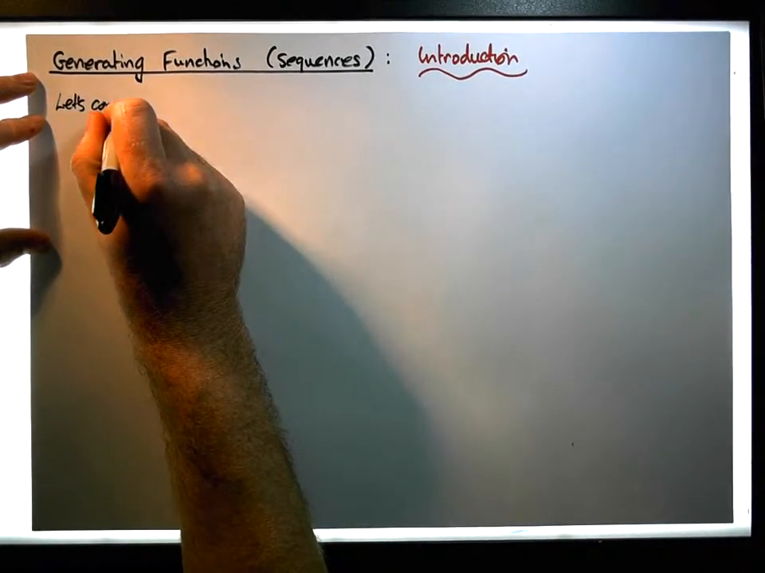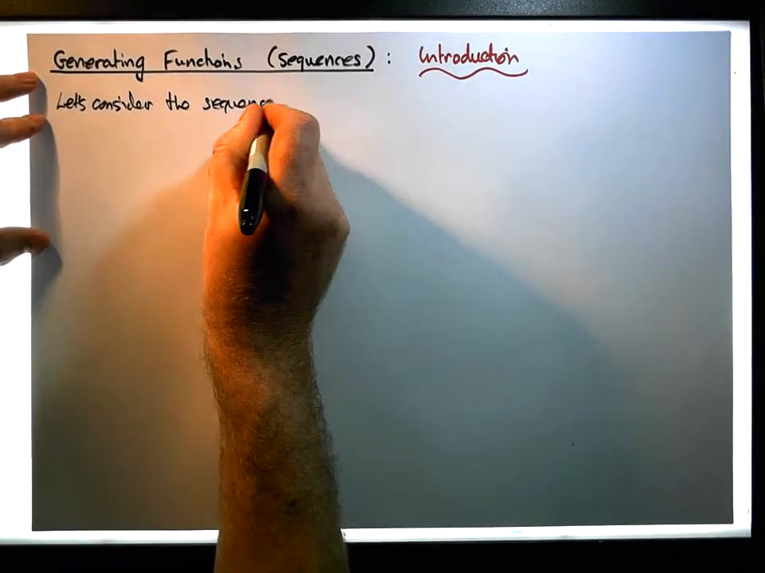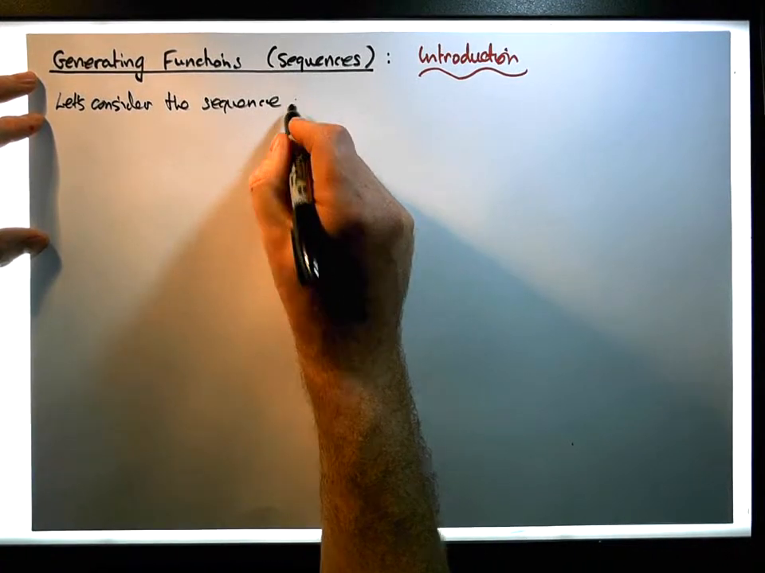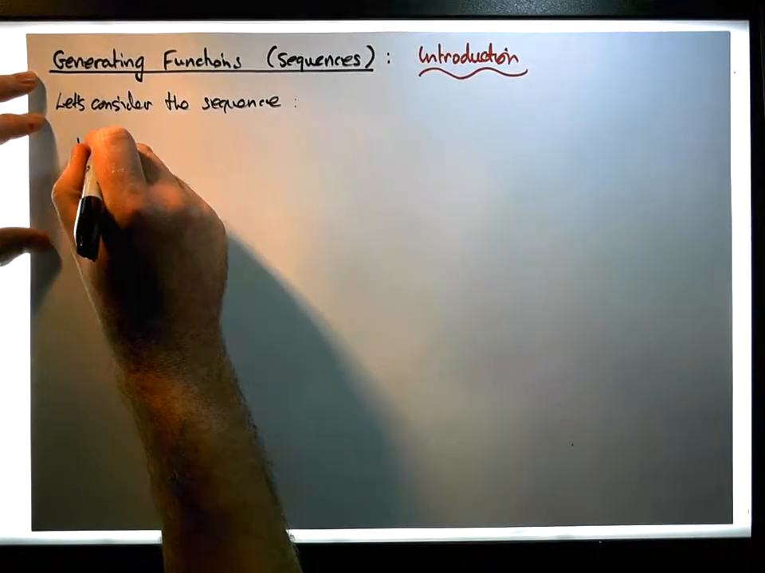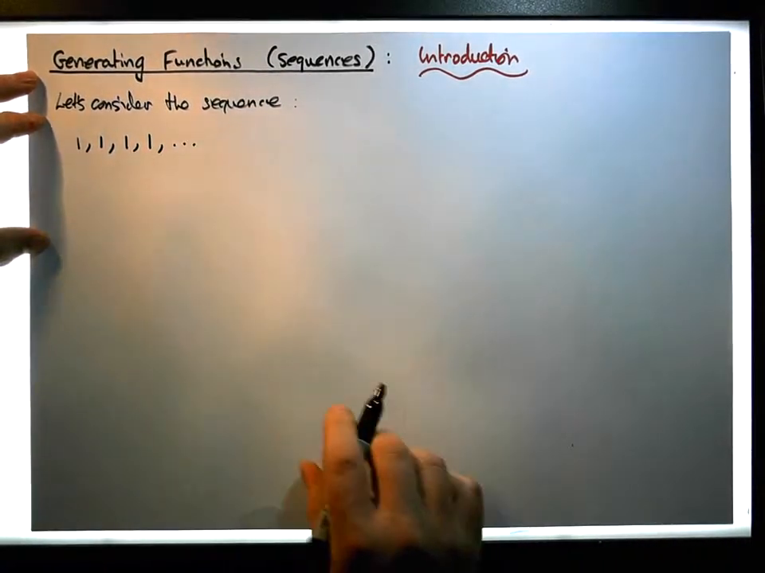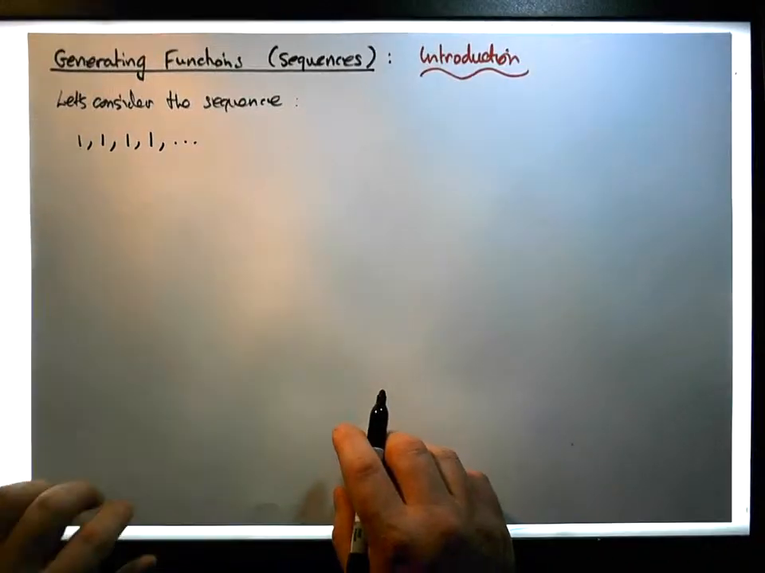Let's consider the sequence. It's a very simple sequence with constant terms. The sequence, let's say, 1, 1, 1, 1. So it's all ones. The sequence is an infinite sequence of ones.